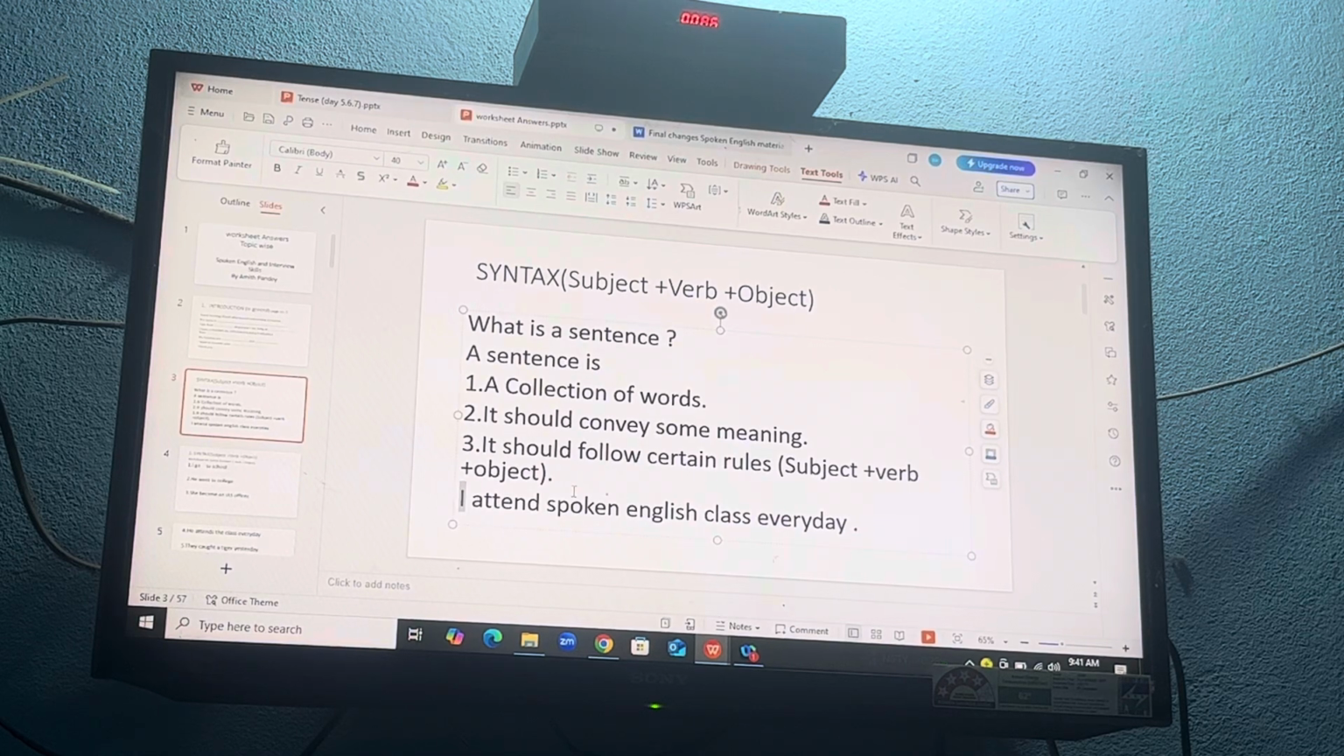For example, if you say this sentence is correct, you may give the reason that it is a collection of words. Obviously, I is a word, attend is a word, spoken is a word, English is a word, class is a word, and even every day is also a word. Hope till here it's fine. Then the second point that we need to know is it should convey some meaning. So here we go: I attend spoken English class every day. Yes, it is giving some meaning.